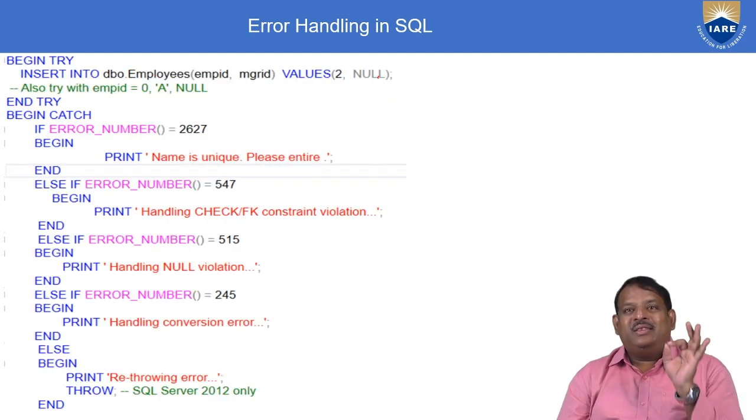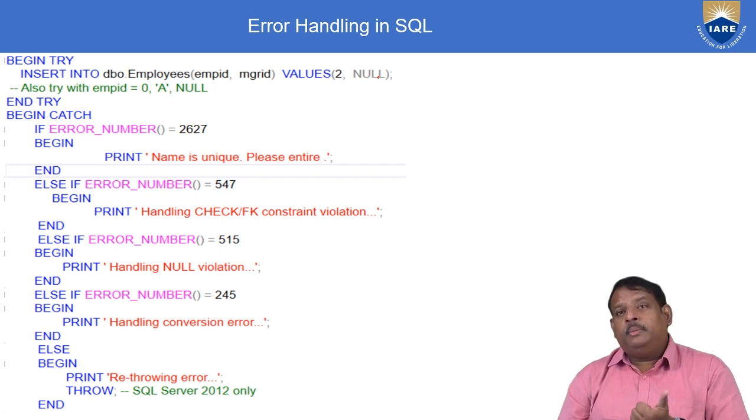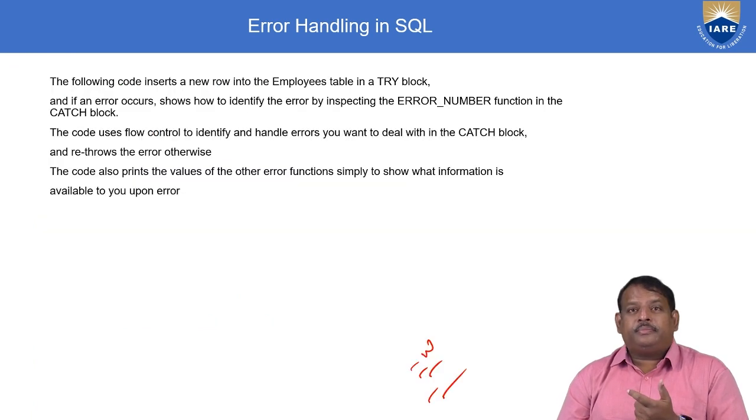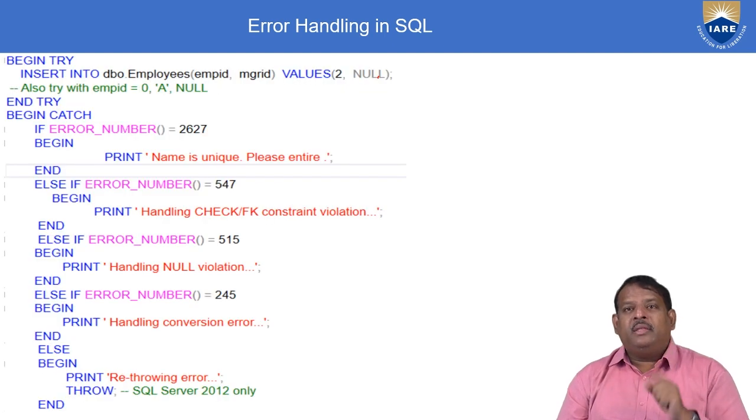Now you're trying to insert values: EMP ID, manager ID. 2 for the employee number and null for the manager. Fine, but where is the EMP name? EMP name is not null, so you do not pass the null. So you're getting an error.